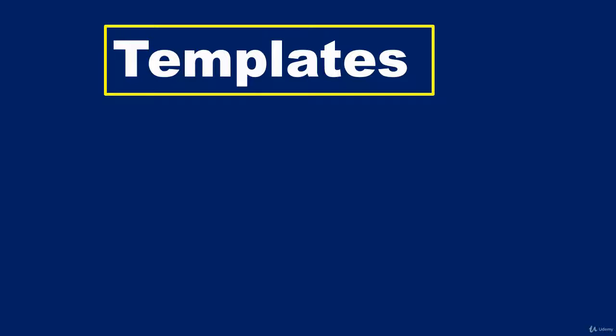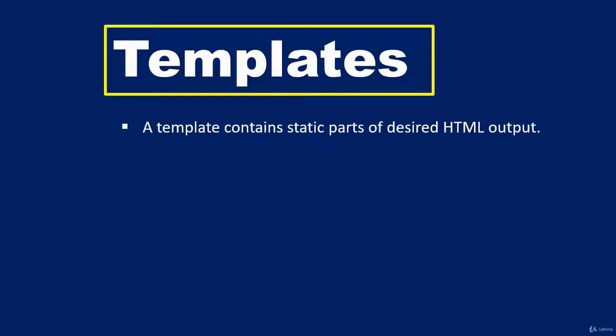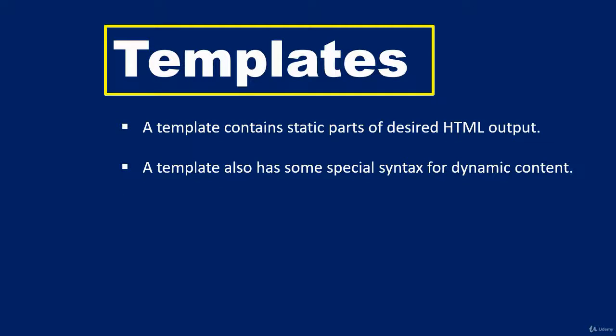Templates in Django can consist of static parts of the desired HTML output. It can also contain special syntax that you can use to describe how dynamic content should be inserted. So you can have a static HTML template, and within that template, you can inject dynamic content using special syntax that Django has. And one of such includes special tags.